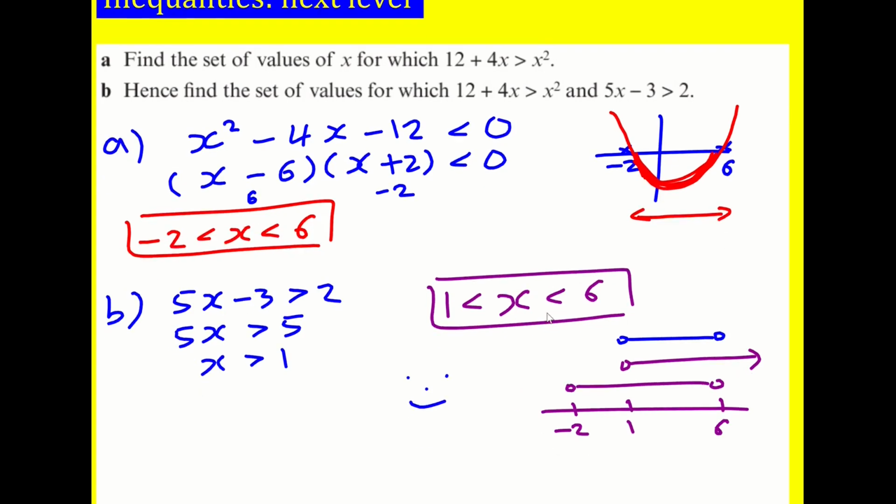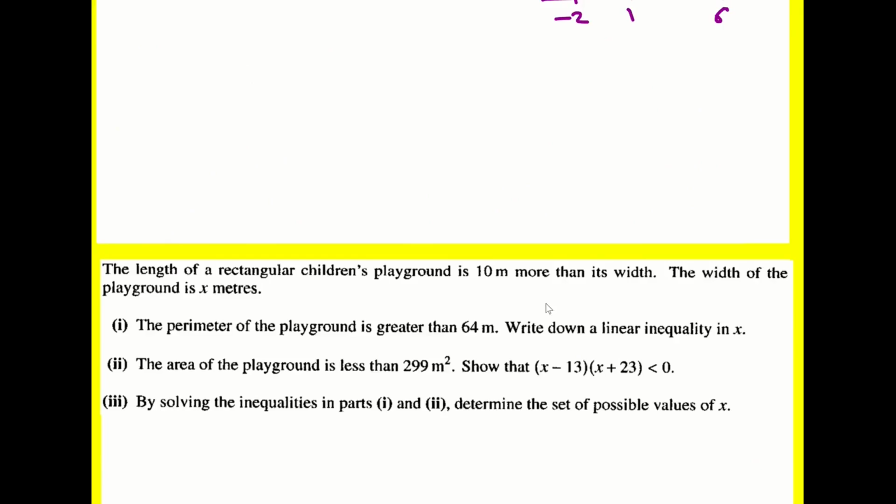Before we move on to the second part of this lesson, I just want to do one more question. And this is a wordy question. We have to set things up. So pause the video and try this one out.